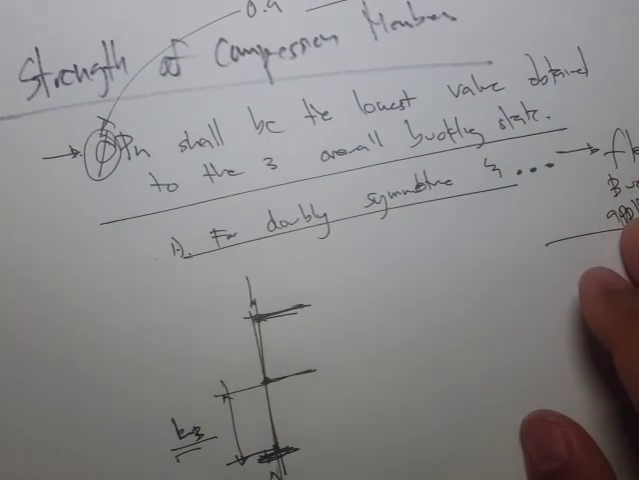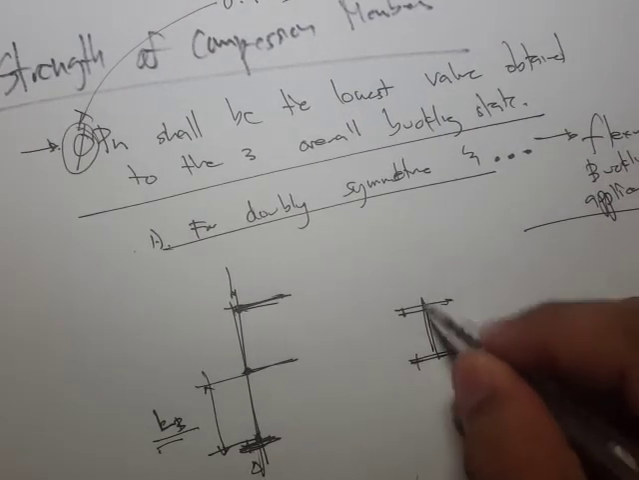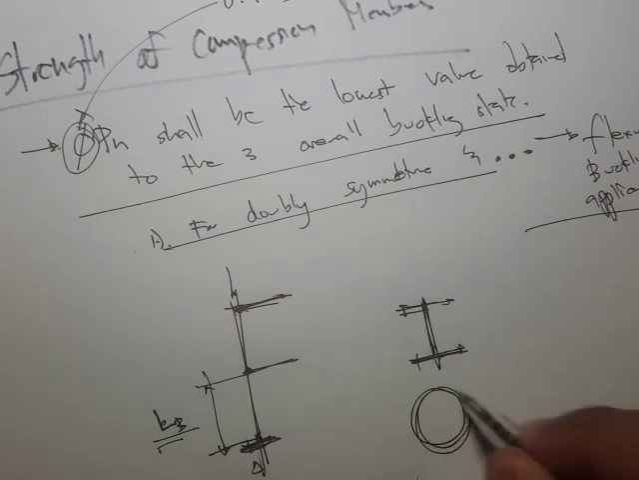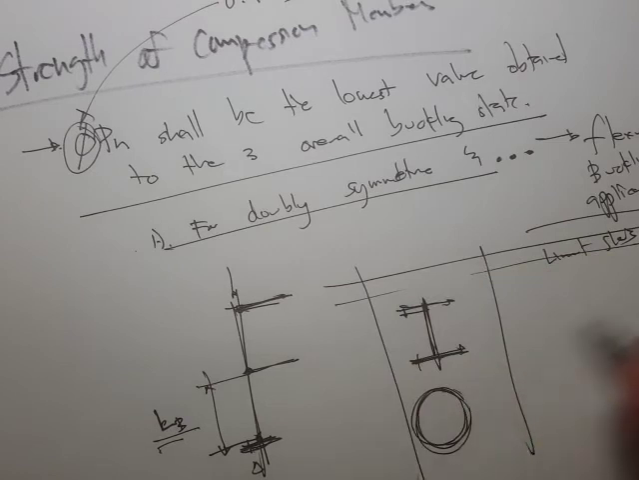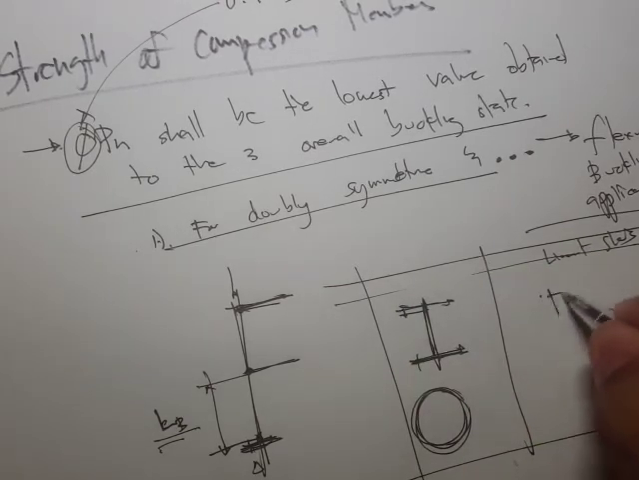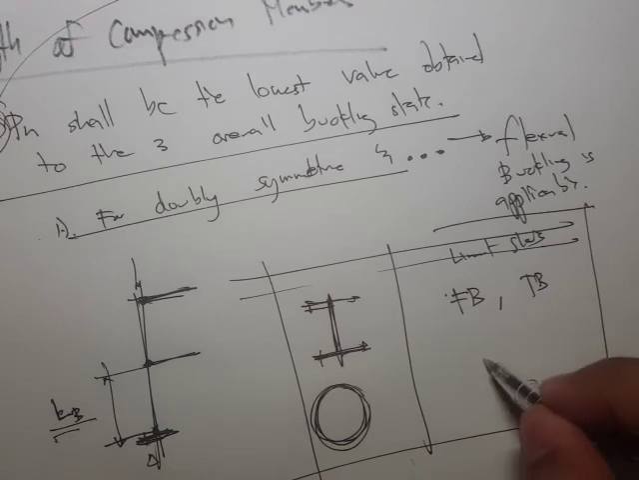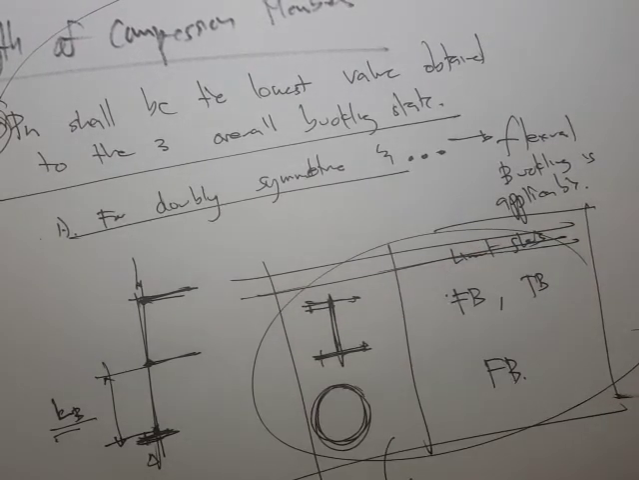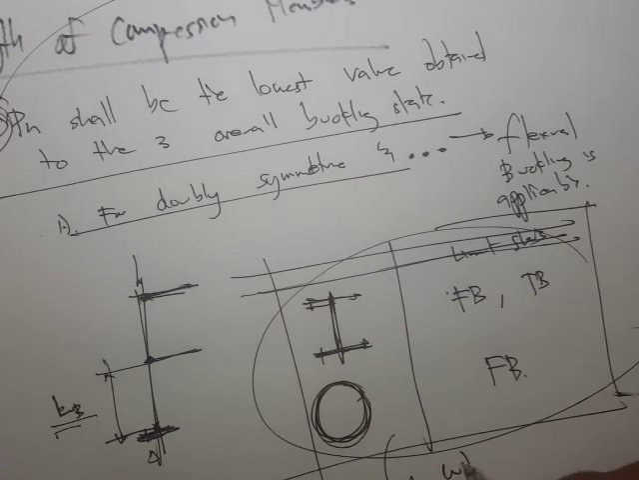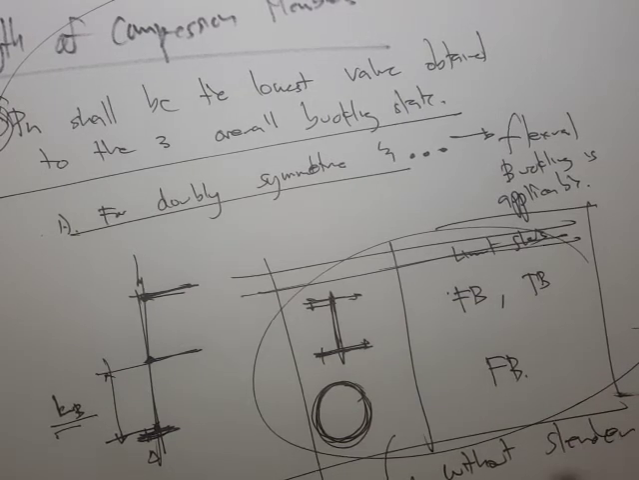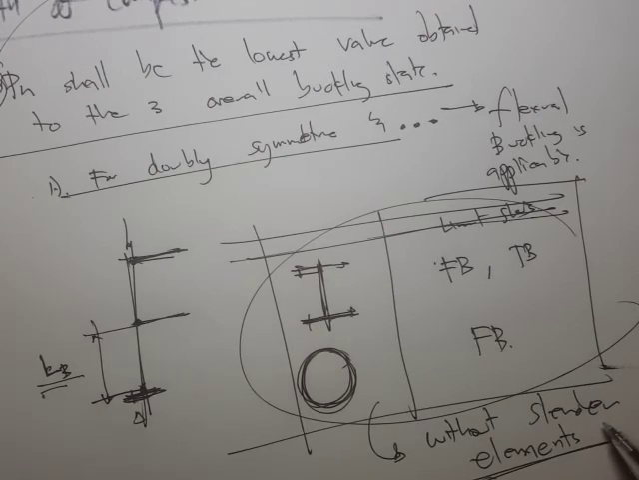Also, there are tables that you can find, for example, for a doubly symmetric shape and this round shape. What governs the limit states here? It says we have flexural buckling and torsional buckling. But for this one, this is flexural buckling, and this only applies to this type of shapes without slender elements. So that's the importance of determining the slenderness.